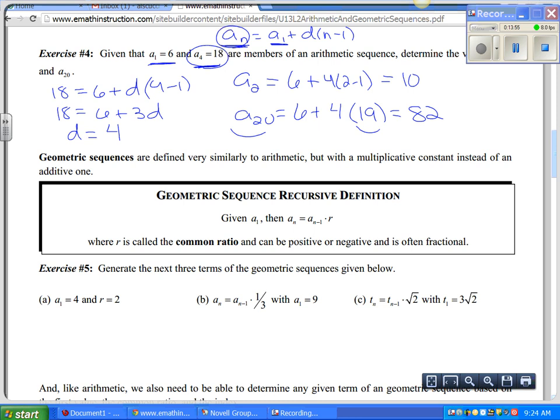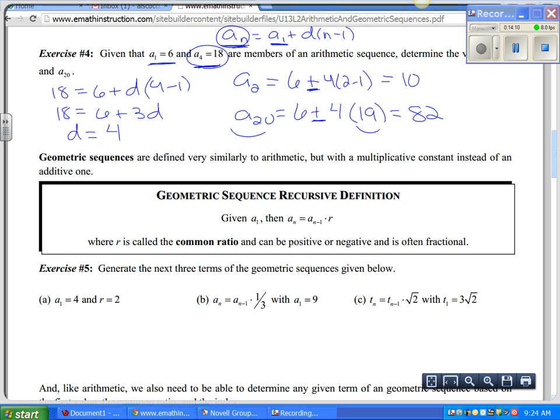Now, here's the key. Notice this sign here? What is that? Arithmetic addition. Notice they both start with a. Okay, so you need to remember that.